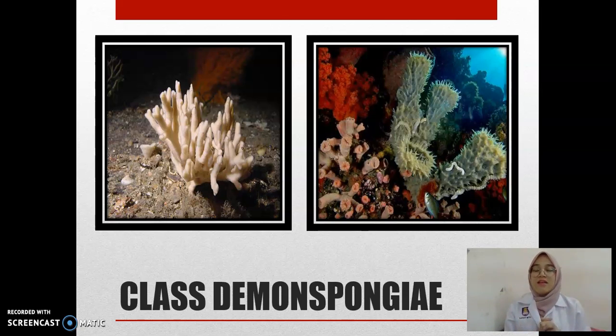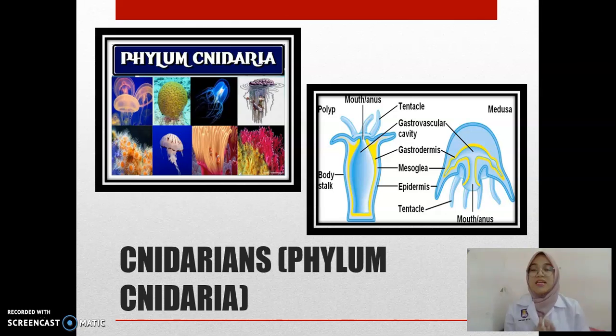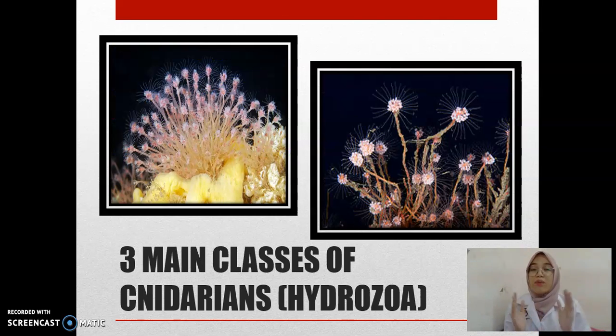Okay, the second one is cnidarians under phylum Cnidaria. The word Cnidaria is based on their specialized cells called cnidocytes, which contain cnidae organelles. Cnidarians have two tissue layers, epidermis and gastrodermis, with a jelly-like matrix, mesoglea, in between. They have radially symmetrical bodies and a mouth surrounded by tentacles. Some cnidarians may have both shapes, polyp and medusa, in one life cycle, for example jellyfish.